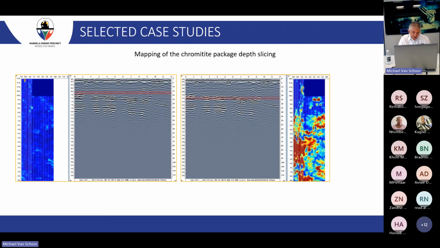Then in the middle, you see two radargrams where we were looking at the chromitite package in one of those previous examples. By looking at different depth slices, you can see how the response differs for intact rock versus the chromitite package and the fractured zone beyond that. And you can see the two depth slices to the left and far right of those radargrams.